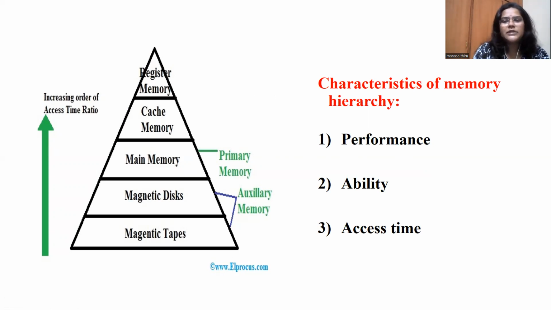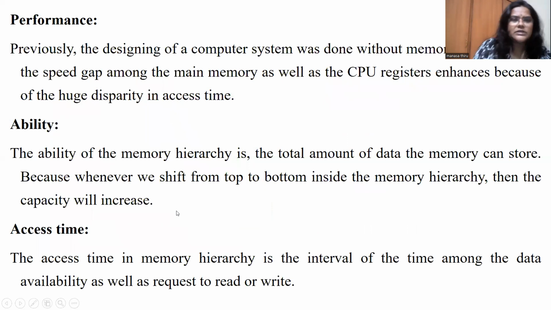And the characteristics of memory hierarchy: performance, ability, access time. Characteristics means the memory is divided into these five hierarchies based on the performance of the memory, the ability of the memory, and the accessing time of the memory. By considering all these three things, the memory is divided into these five hierarchies. So let's discuss what the characteristics are.